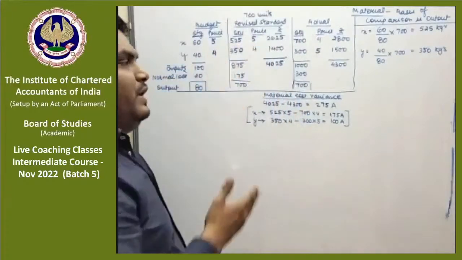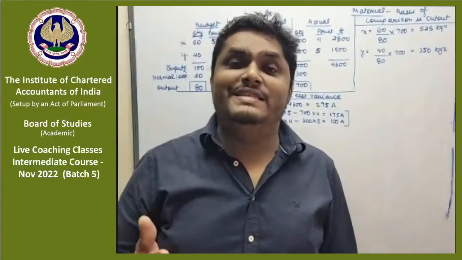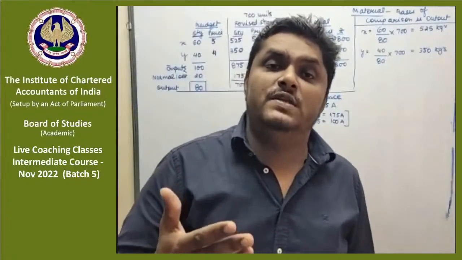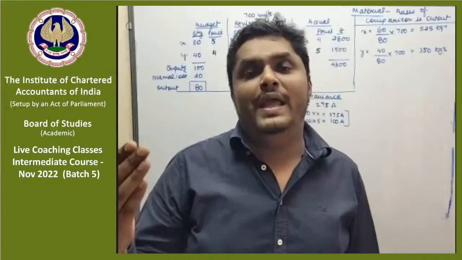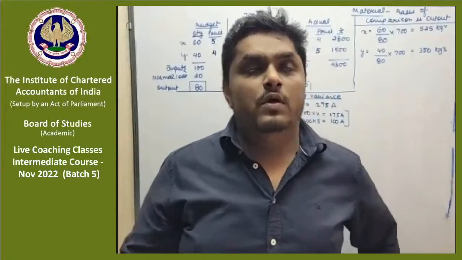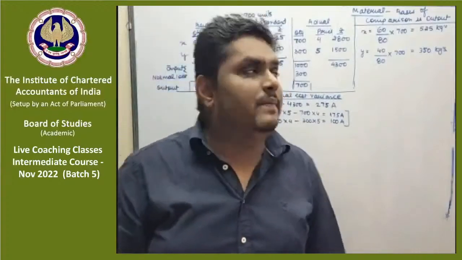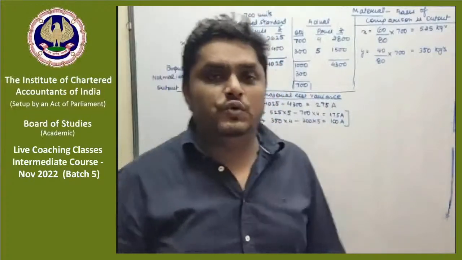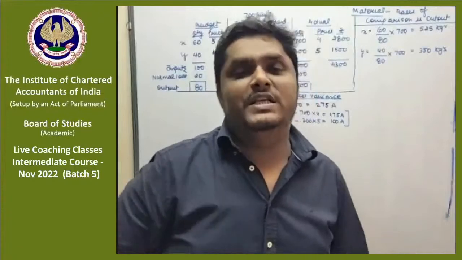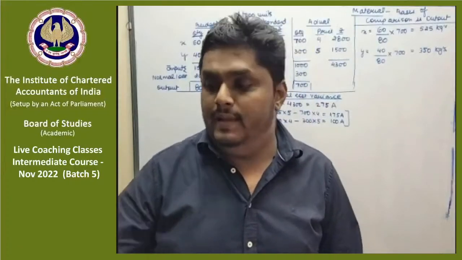This is the question. I repeat again, this is the question wherein we were supposed to purchase X and Y at the rate 5 and 4. So these were the standard rates as suggested by the management. But when talking about the actual rate, this is the actual price we paid for material X and Y.